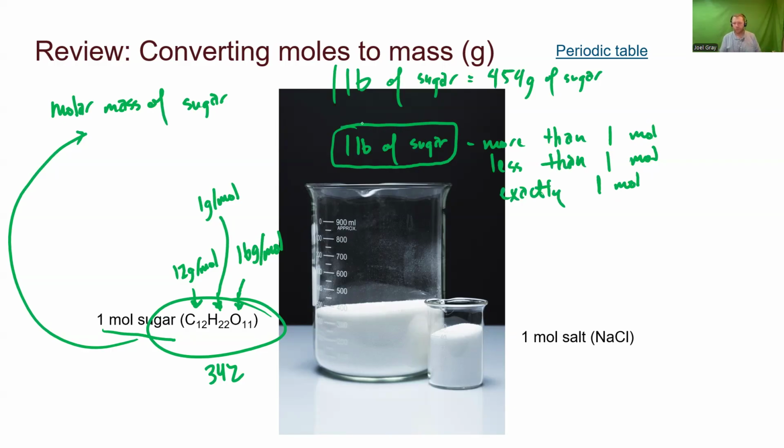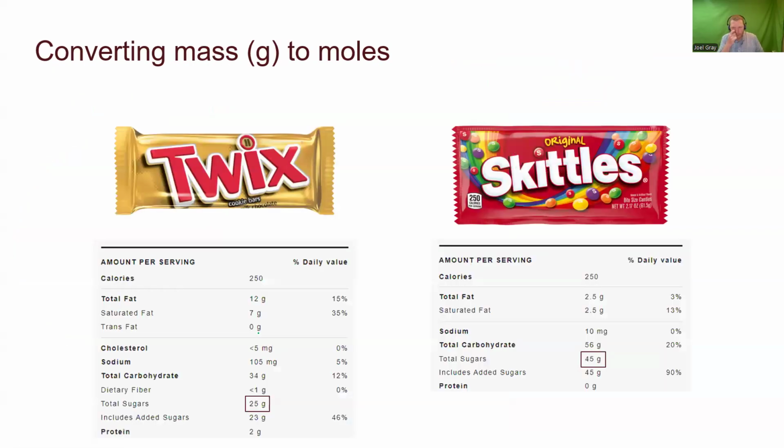Done. You're exactly right. If I had 1 pound of sugar, that means I have 454 grams of sugar. 1 mole of sugar is 342 grams. If I had 1 pound of sugar, I've got 454 grams of sugar. 454 is more than 342. Absolutely right.